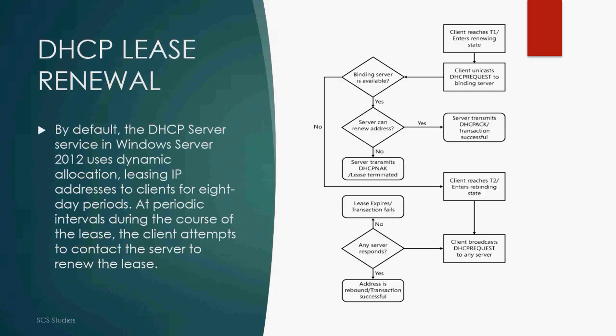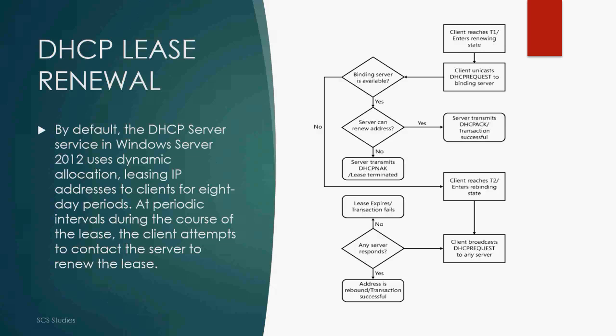Now let's learn about the renewal process. How can a client renew its IP address from a DHCP server? By default, the DHCP server service in Windows Server 2012 uses dynamic allocation, leasing the IP address to the client for an 8 day period. This is the default lease configured in Windows Server 2012, that is 8 days. At periodic intervals during the course of the lease, the client computers connect to the server to renew the lease.